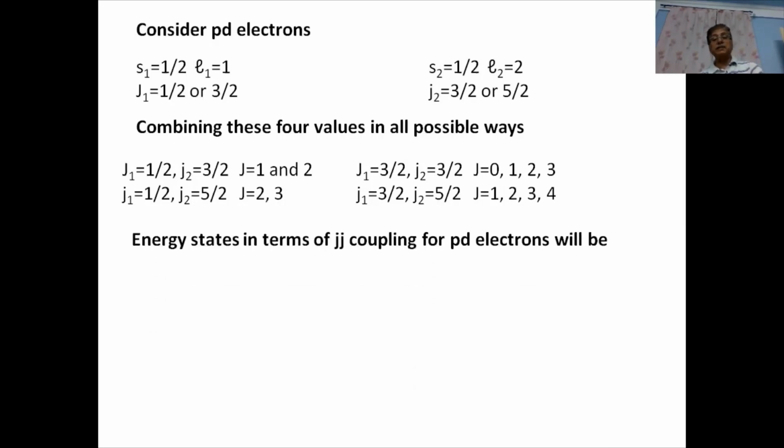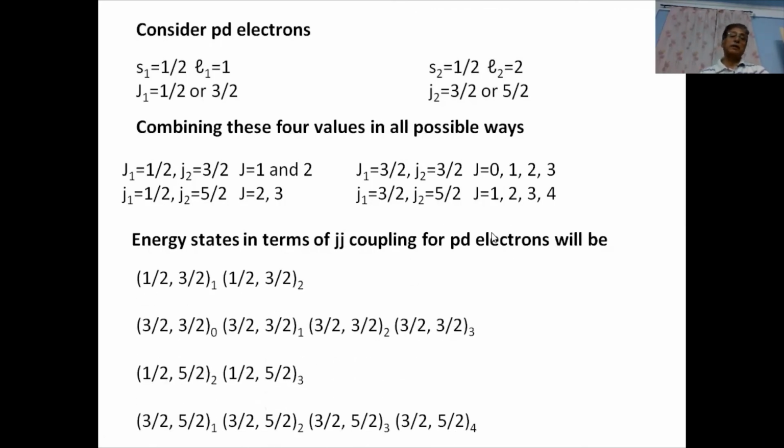Energy states in terms of jj coupling, how can we write them down? For pd electrons, these are the combinations we have. That is, J1 equal to half, J2 equal to 3 by 2, J value 1, and J1 equal to half, J2 equal to 3 by 2, J value 2. Similarly, we have J1 equal to 3 by 2, J2 equal to 3 by 2, J equal to 0, 1, 2, 3. And similarly, for half, 5 by 2, we can make 2 and 3. For 3 by 2, 5 by 2, we can make J equal to 1, 2, 3, 4.